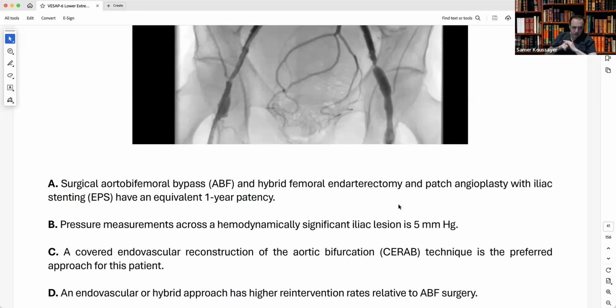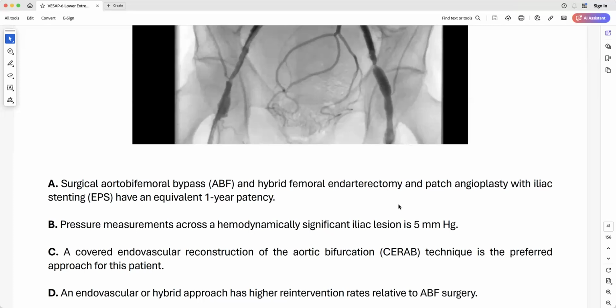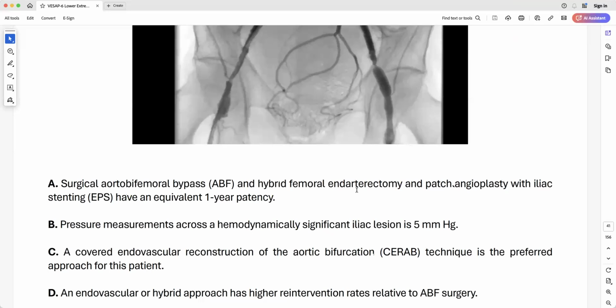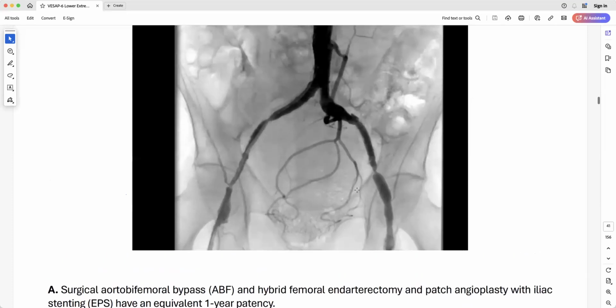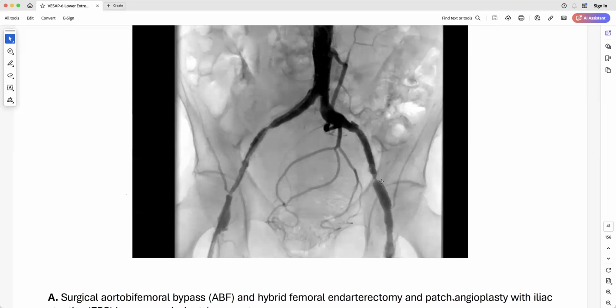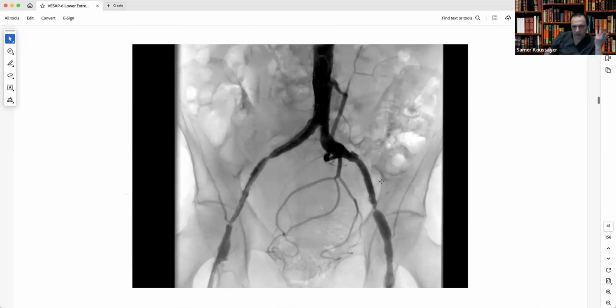All right, let's go to the next one. C, a covered endovascular reconstruction of the aortic bifurcation technique is the preferred approach for this patient. You know what CERAB is, right? Yes. CERAB is to put a big stent in the aorta and both in the iliac, right? Yes. So in this patient, you don't need it, the aorta looks beautiful.